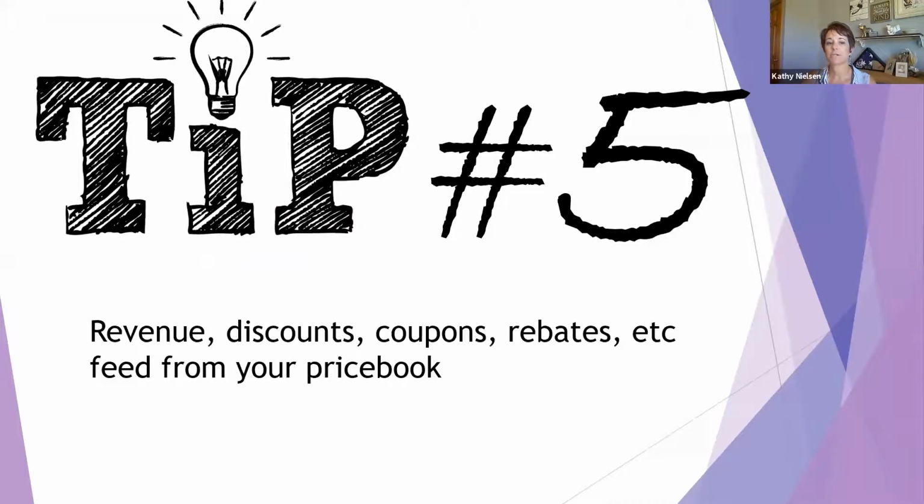Revenue, discounts, coupons, and rebates. All of this feeds from your price book settings. So when techs are giving price discounts or waiving something or giving a coupon, you want to make sure they're showing that service on and then the discount or coupon back off. You don't want to just zero out a price, because then financially I can't track any of that. I can't track how often we're giving things away.